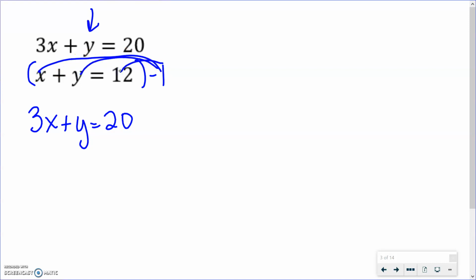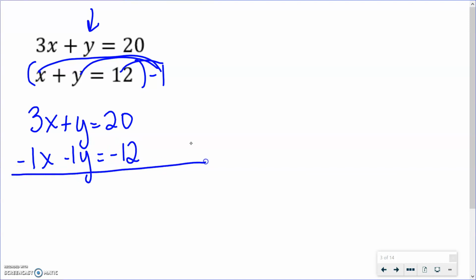So all the terms are going to be multiplied by negative 1. So I will get negative 1x, negative 1y, and negative 12. Then I'm just going to add them like I did on that last one to get those y's to eliminate. So 3x plus negative 1x is 2x. y plus negative 1y is 0. Those eliminate, and that's what I want.